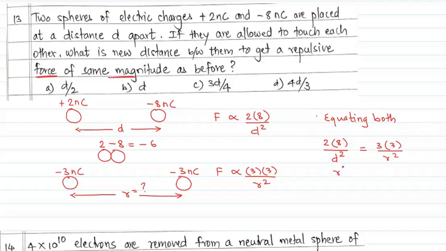So I will have r square is equal to 9d square divided by 16. Take root, you will have r is equal to 3d divided by 4. So option C is the answer.